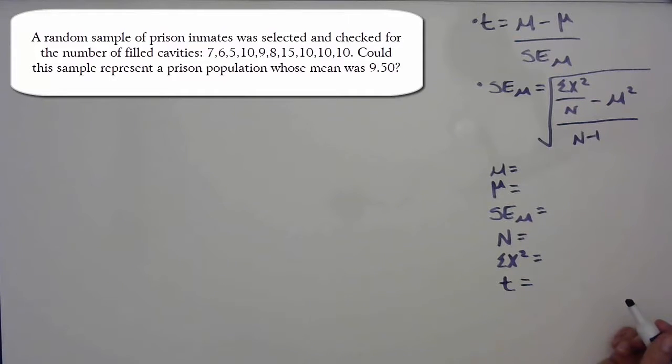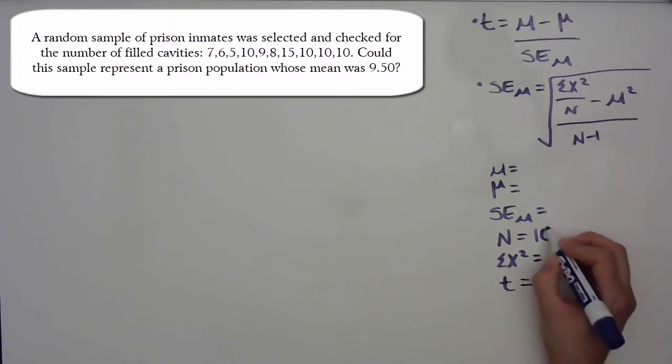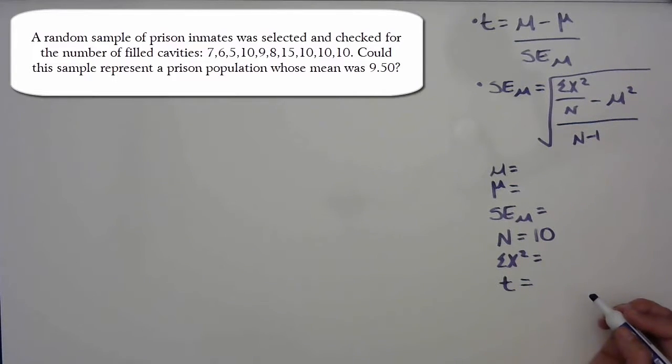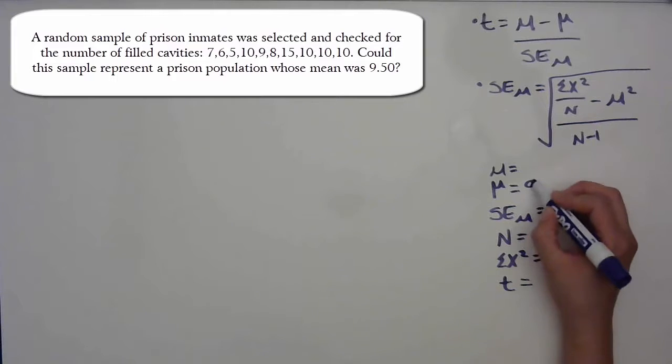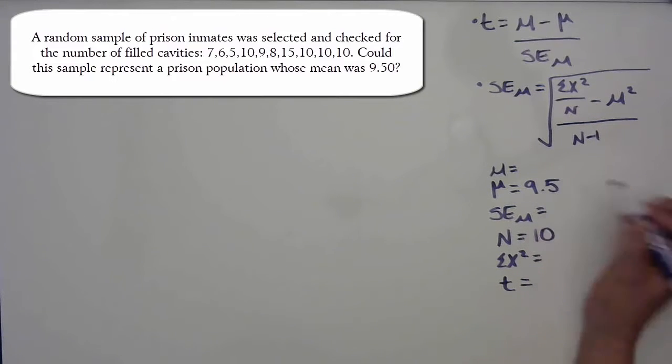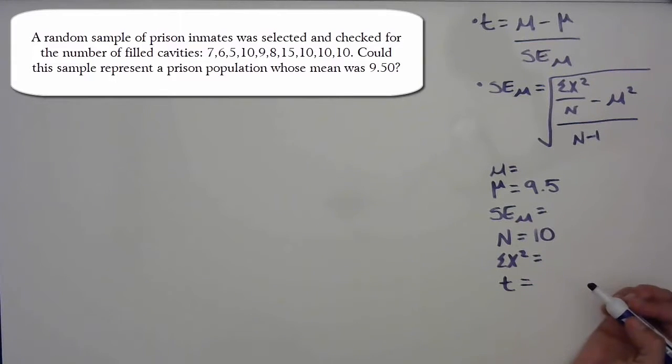A random sample of prison inmates. It doesn't tell us how many, so let's count how many raw scores we've got. We've got 1, 2, 3, 4, 5, 6, 7, 8, 9, and 10. So our n value is 10. And we have a prison population whose mean was 9.5. That's going to be our population mean, so that is 9.5. And it looks like that is all the information that we are given.